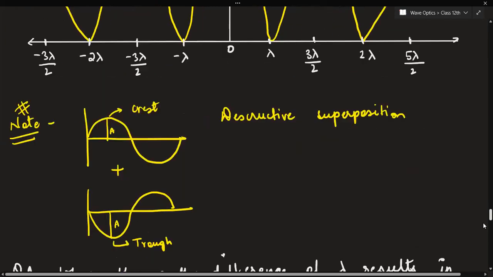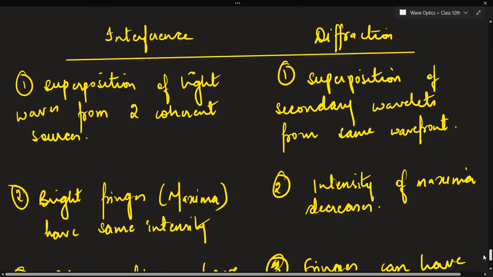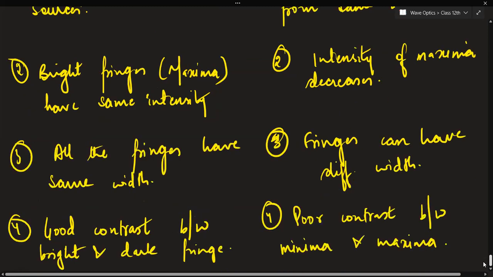So if you make a comparison between interference and diffraction. See, superposition of light waves from two coherent sources is interference, and diffraction is superposition of secondary wavelets from the same wavefront. Fine. Then bright fringes have the same intensity in case of interference, and here you can notice the intensity is decreasing. Third one, all the fringes have the same width, while here the fringes can have different width.